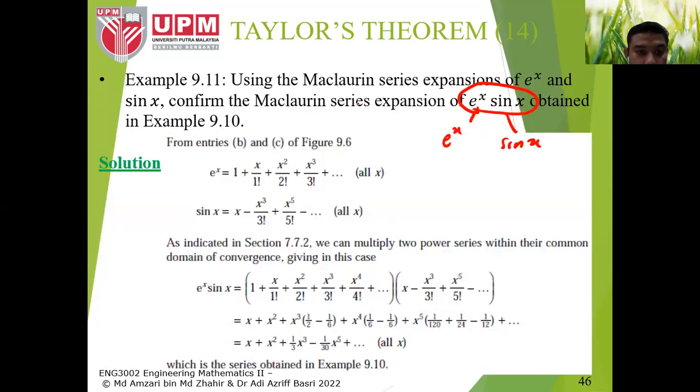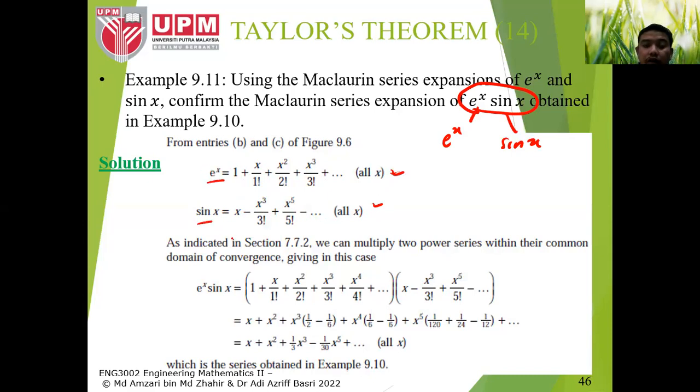So e^x is 1 plus x over 1 factorial plus x squared over 2 factorial plus x to the power of 3 over 3 factorial and the rest. Meanwhile, for sin x, you can use the formula x minus x to the power of 3 over 3 factorial plus x to the power of 5 over 5 factorial and the rest. So this is for individual e^x and also sin x.